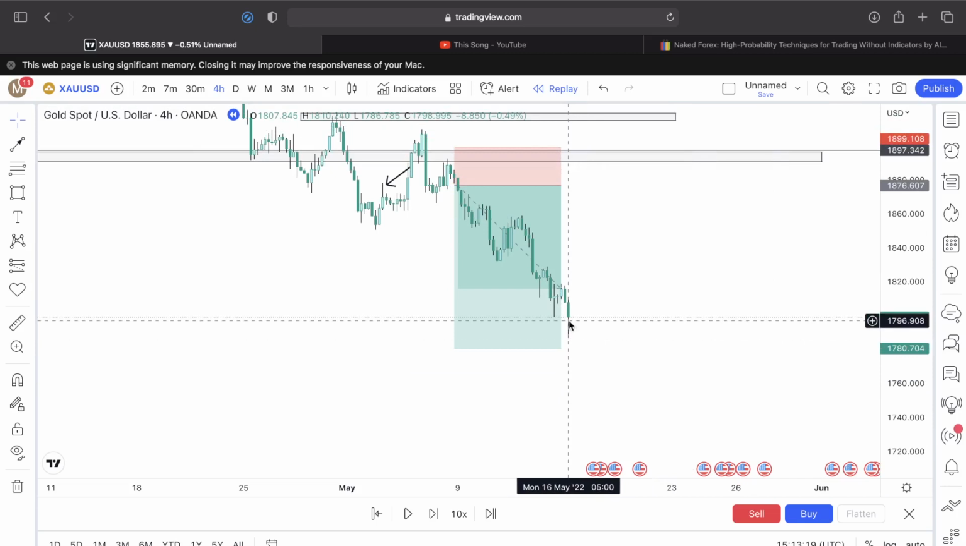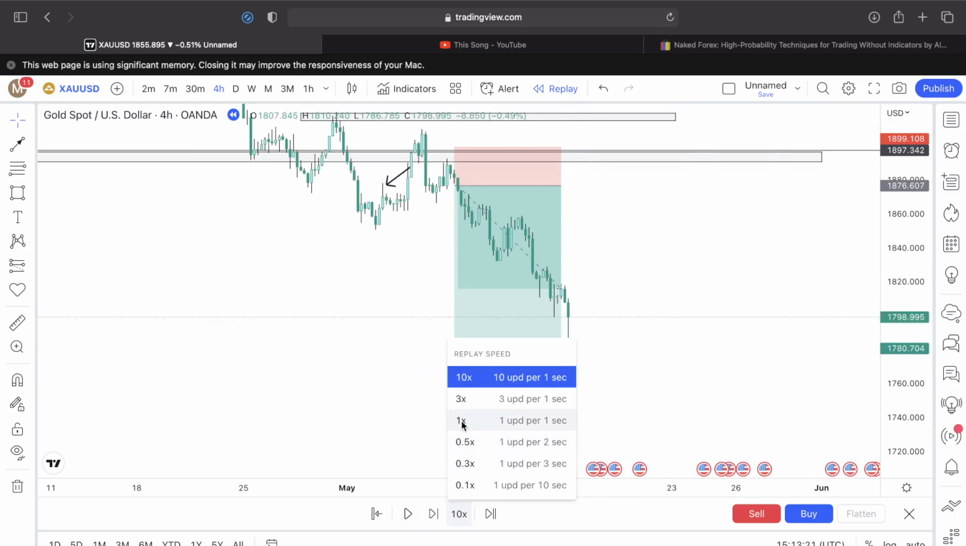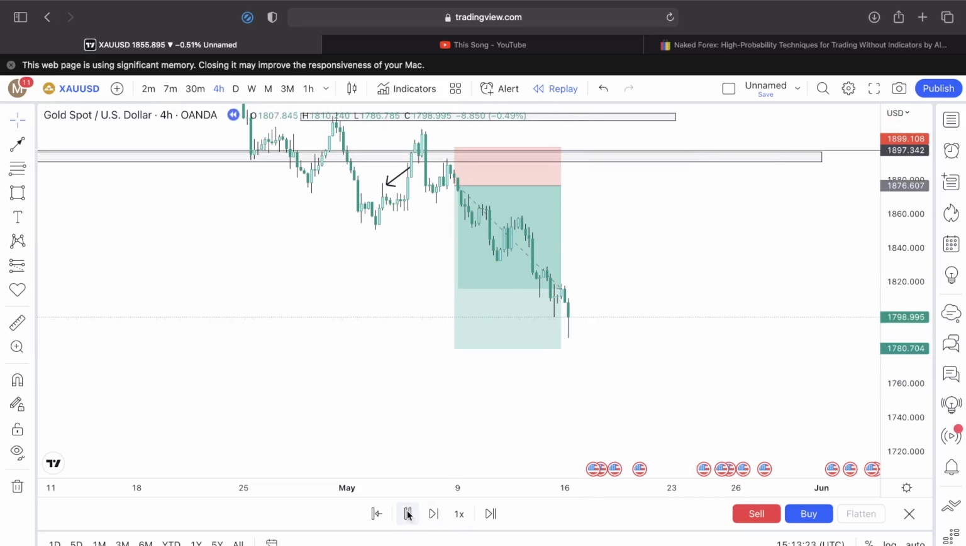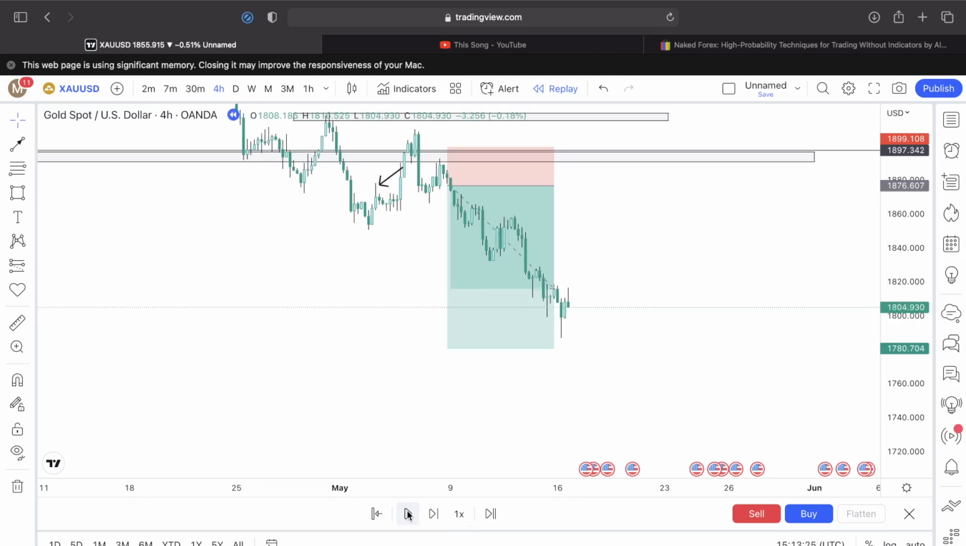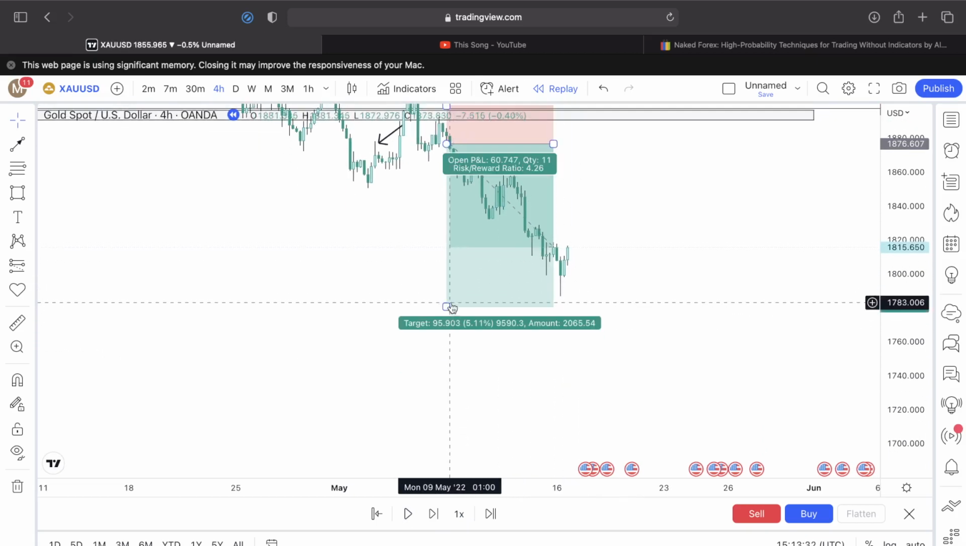Now I see this long wick. Okay, what I would do is I would now watch. I watch, wait, boom, bam. So now I see another engulfing. Now I see another one. So now that would be my time to exit the market.